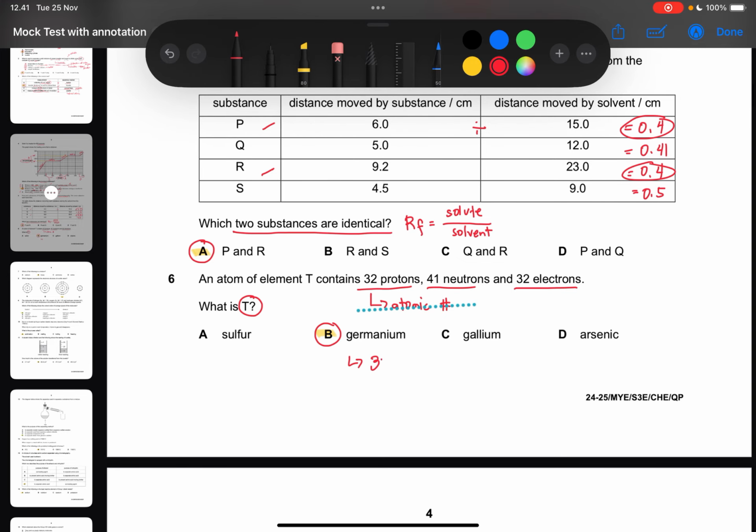Now if you check your periodic table, you will know that sulfur has atomic number of 16, but the mass number is 32. So if you don't know that the atomic number is the same as the proton number, you might think that sulfur is the answer. Next is gallium. Gallium has atomic number 31, which is next to germanium. And arsenic has atomic number of 33.